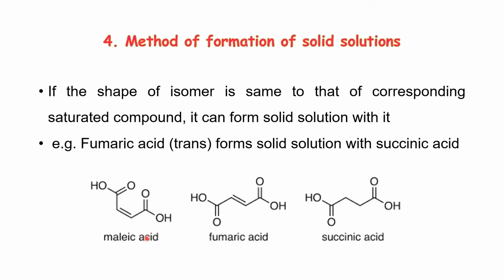So if you have these two as unknown compounds, what you can do is in both of these compounds you can add succinic acid, stir it and observe whether a solid solution is formed. If it forms, that is trans isomer. If it doesn't form, that is cis isomer.